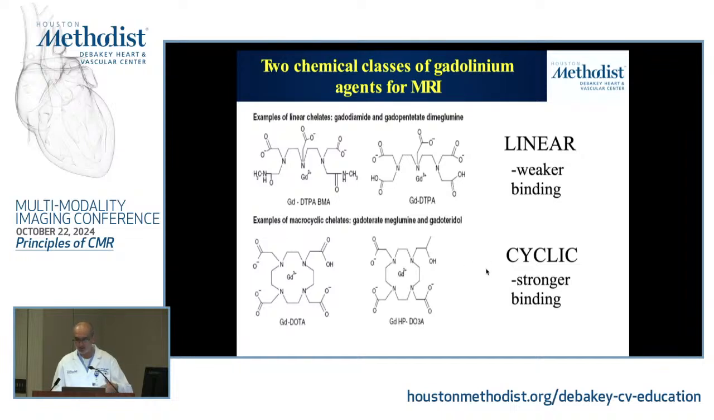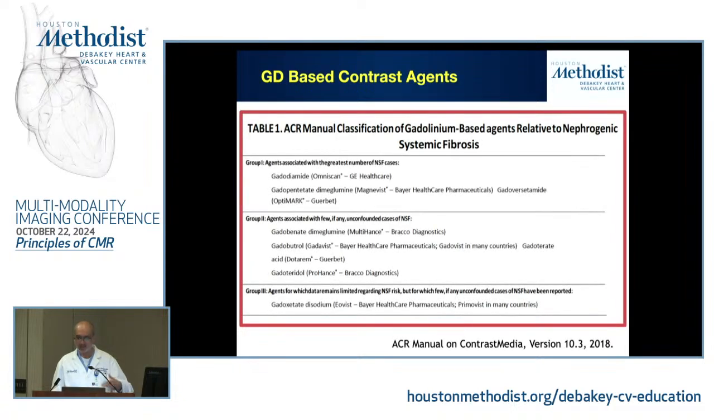And so one of the things that we've learned now is, and that's why most clinical imaging has shifted from using linear agents to the macrocyclic agents, which completely bind around the gadolinium. So it decreases the chance that the gadolinium molecule can escape and become free. Because again, it's when that gadolinium molecule escapes and becomes free that it could then cause a toxic reaction.